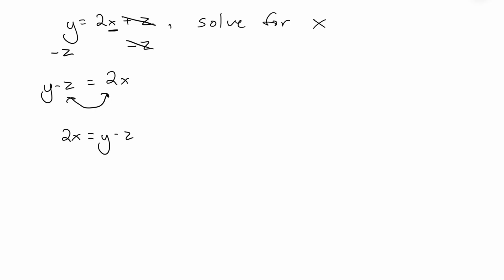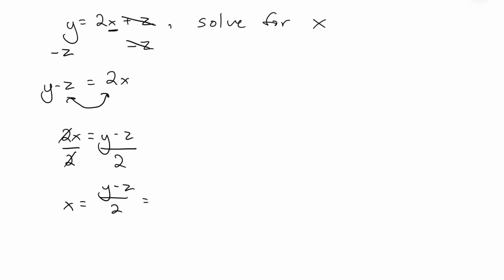And now we know that we have x over on the left side. And obviously it's being multiplied by 2. So we will divide by 2. And that will get rid of the 2, right? And leave x by itself. Whatever we do on the left side, we want to do on the right side. So if we get x by itself, it should look like this: y minus z divided by 2.